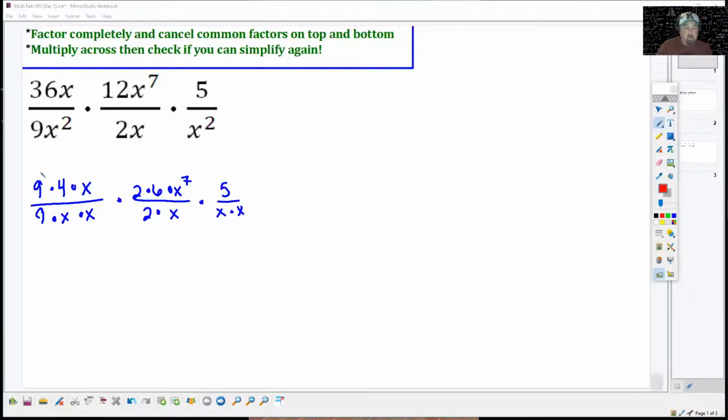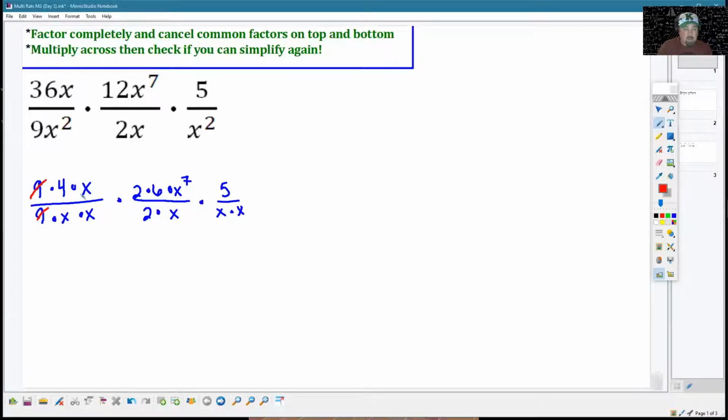So now we need to go through and cancel stuff that's the same on the top and the bottom of each fraction. So that 9 will cancel. This x will cancel that one. This 2 cancels. This is going to cancel one of these and leave me 6. And there's nothing here.